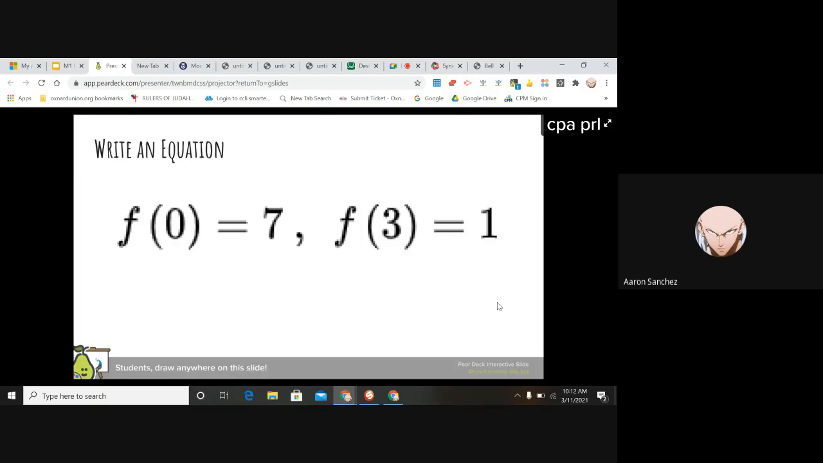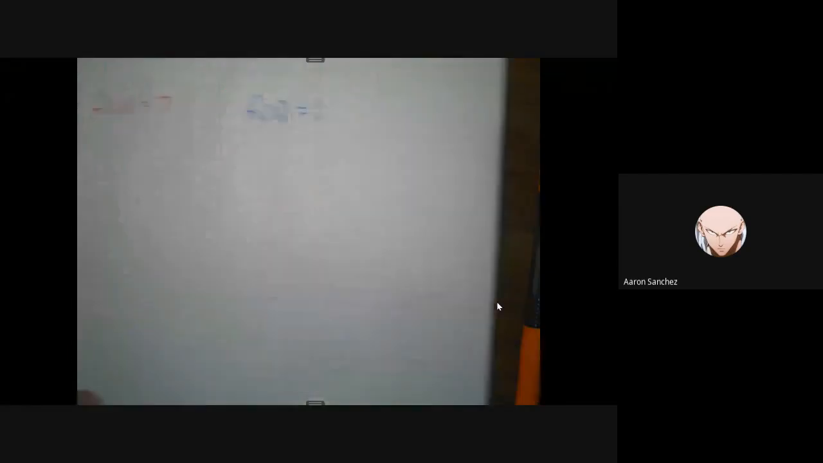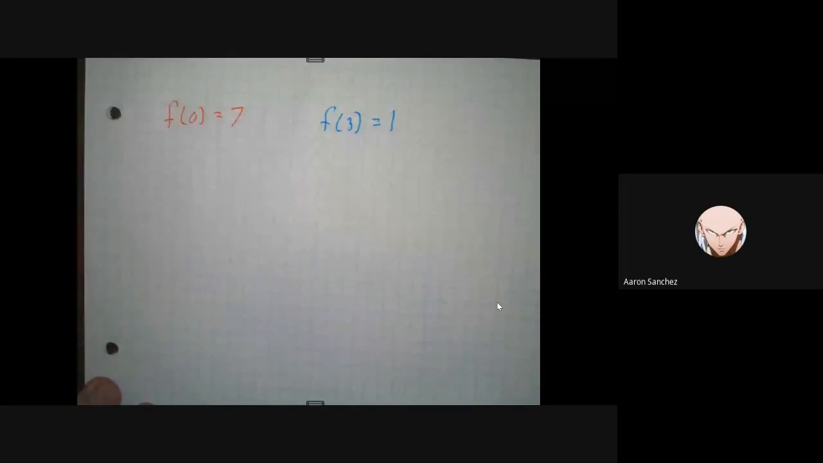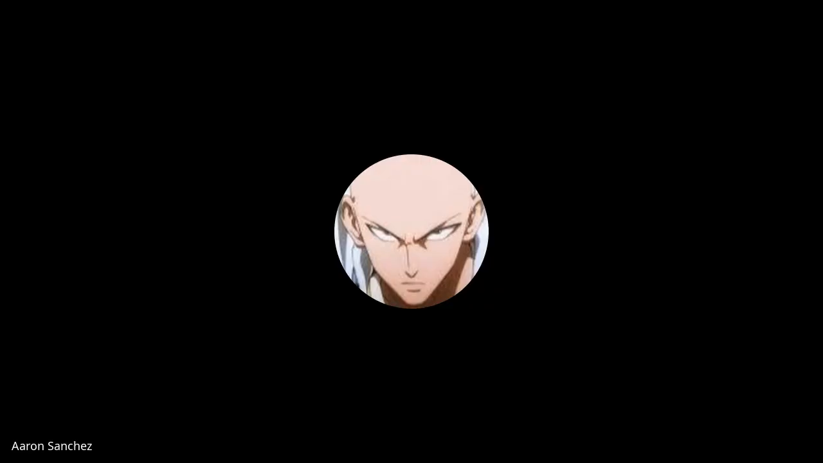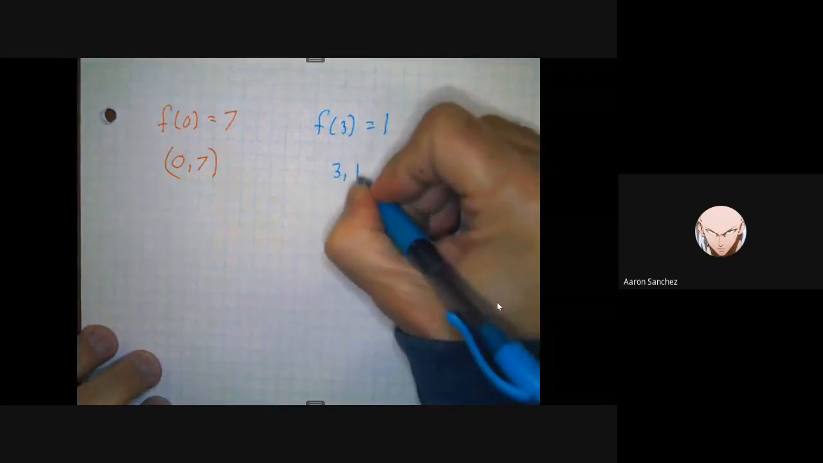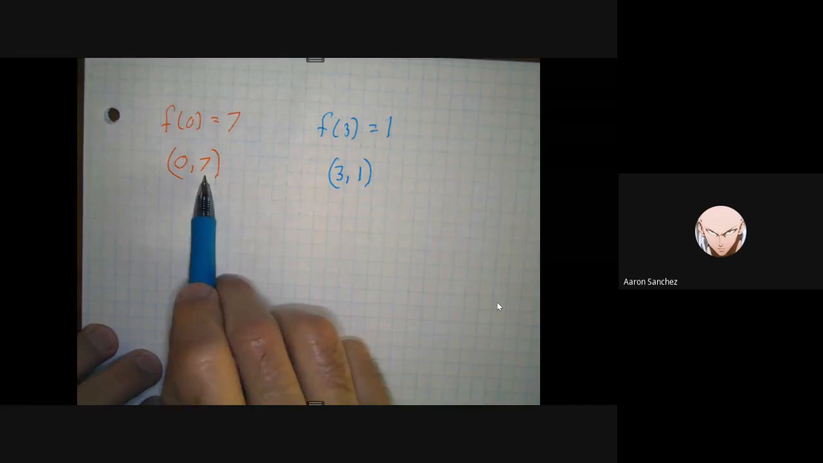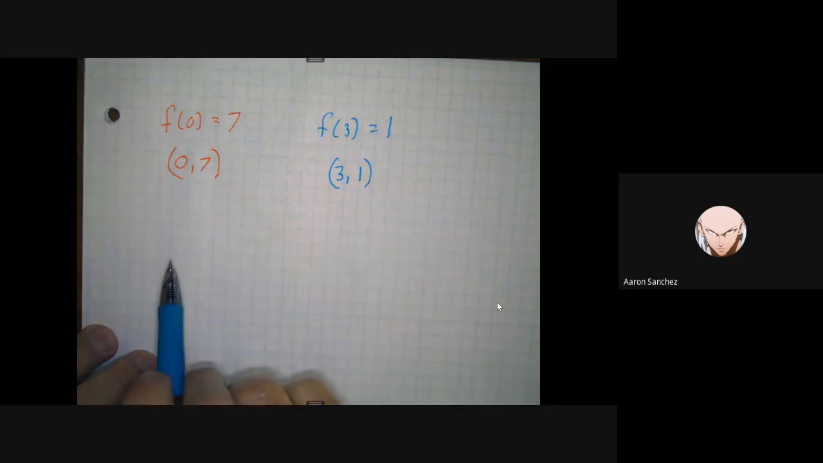Okay, so the way you could look at this is just like the one we did before at the beginning. We could just write it like this, 0, 7. And this one is 3, 1. And now we just find the slope, and here's my y-intercept, plug in 7. Okay, so go ahead and see if you can figure out that equation there.